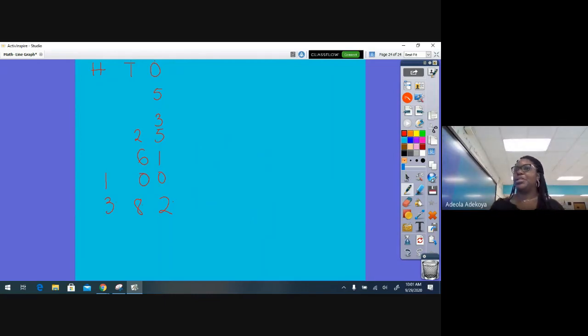The word decomposing means to pull apart. So in a number like 25, I want you to take a look. 25 is the same as 20, because it's got 2 tens, plus 5. A number like 61 is the same as 60 plus 1. A number like 100 is the same as 100 plus 0, because there are no tens, plus 0, because there are no ones.